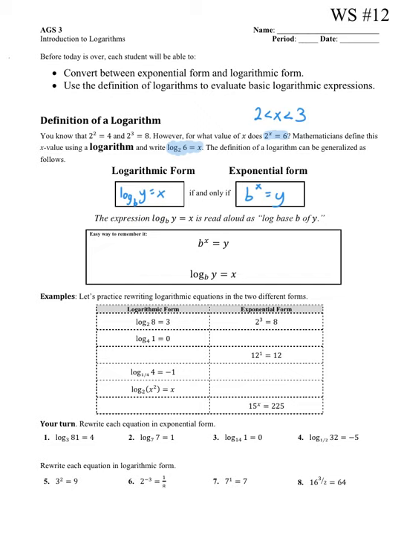So an easy way to remember the form is you start with the base of the exponent. The base is the letter b, so b for base. And that's also going to become the base of the logarithm when we're changing forms. So the base of the exponent becomes the base of the logarithm.